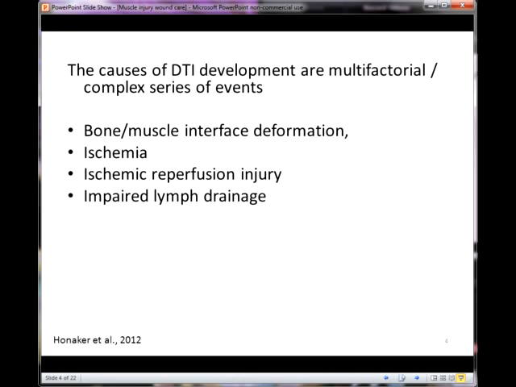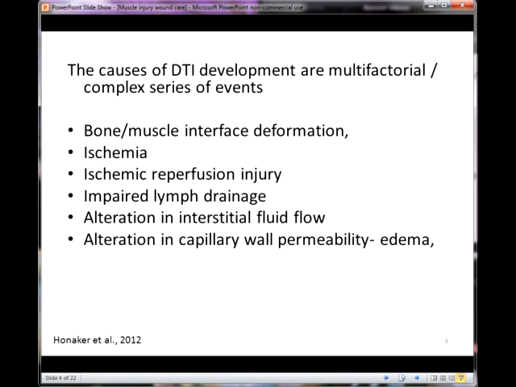Impaired lymph drainage, when the interstitial fluid cannot drain out through the lymph appropriately, that can build up back pressure and swelling in that tissue. So this alteration in the interstitial fluid is very important, and that can lead to more swelling, for example. And more of this interstitial fluid can be present due to the capillary wall being permeable, and then fluid coming out of the blood, and you end up with what's called edema.